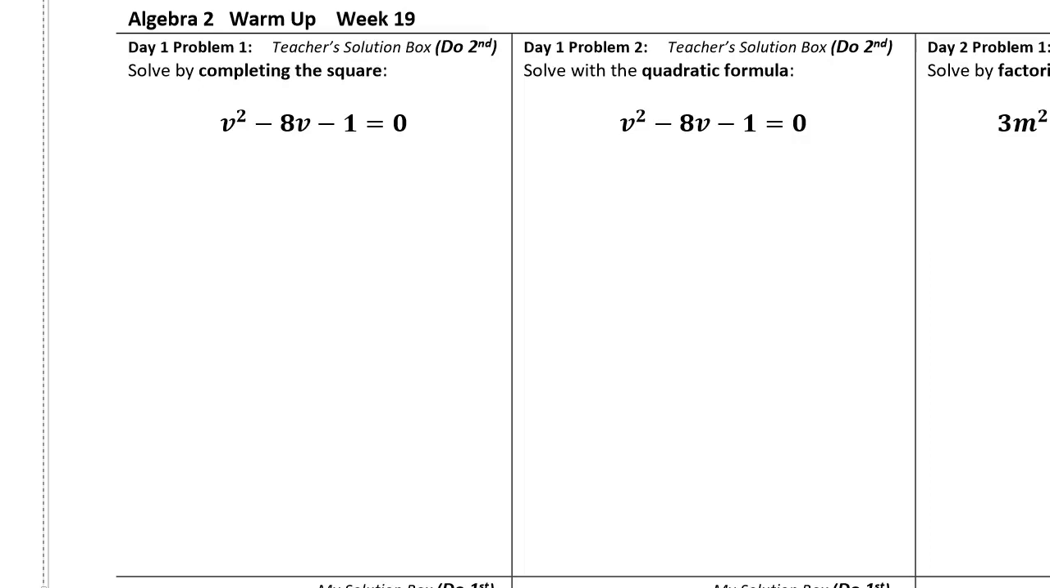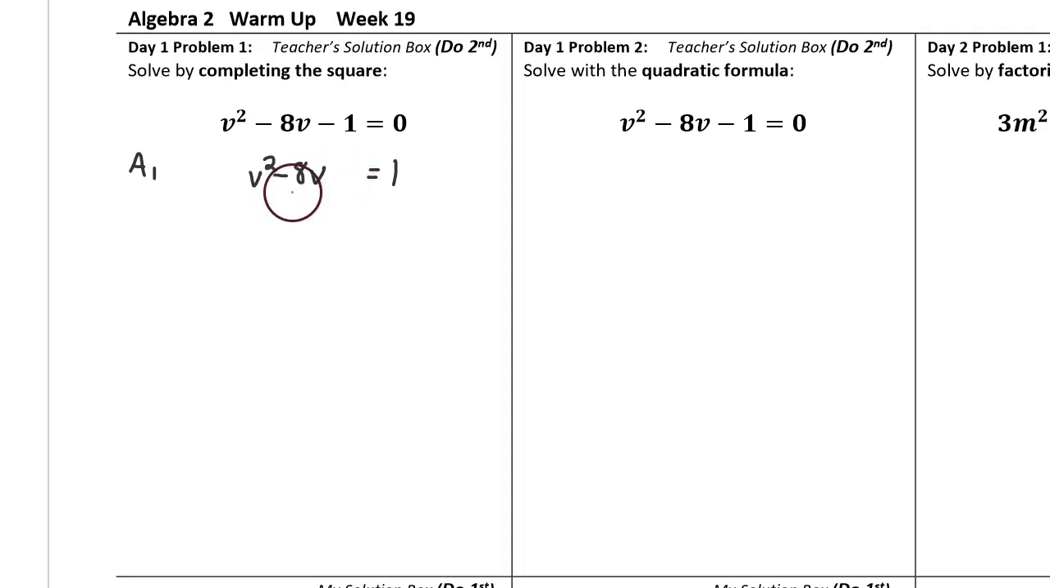Here are the answers for the week 19 bell work. Day 1, problem 1. Solve this with completing the square. So first, let's add the existing constant term over to the right side. And leave a blank spot right here. Now let's fill that in with the constant that's needed to create a perfect square trinomial on the left side.